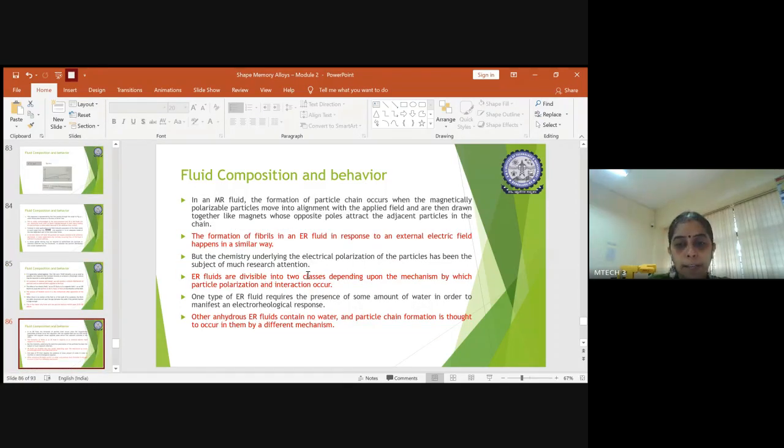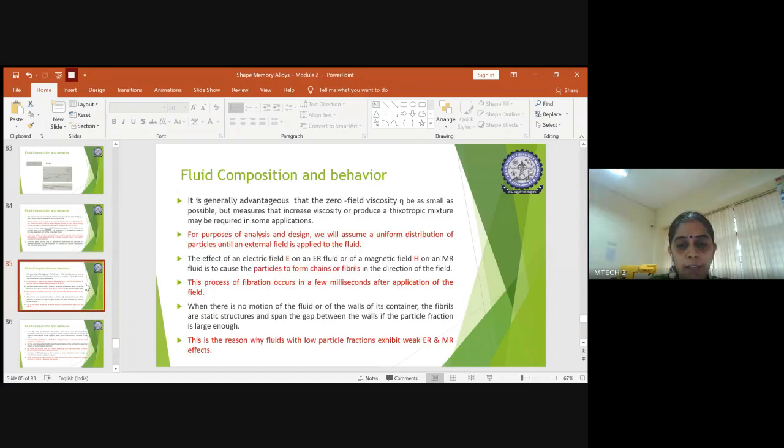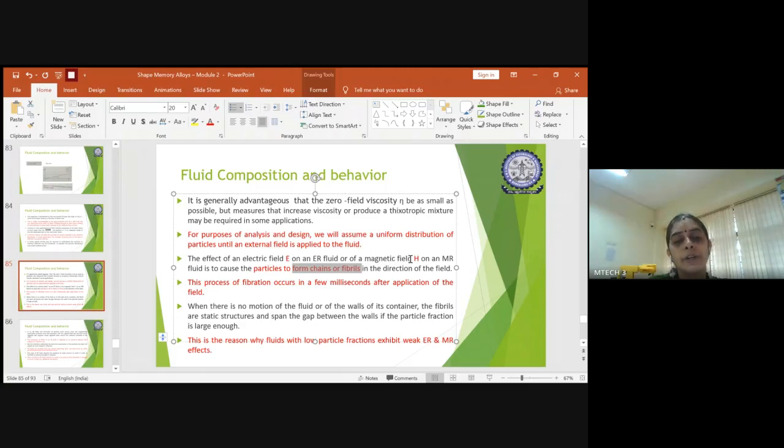So where we were: with respect to the arrangement of the particles, which will be in the form of chains or fibrils, which is due to the electric field or magnetic field. If I say H, it is a magnetic field, and if I say E, it is the electrical field.